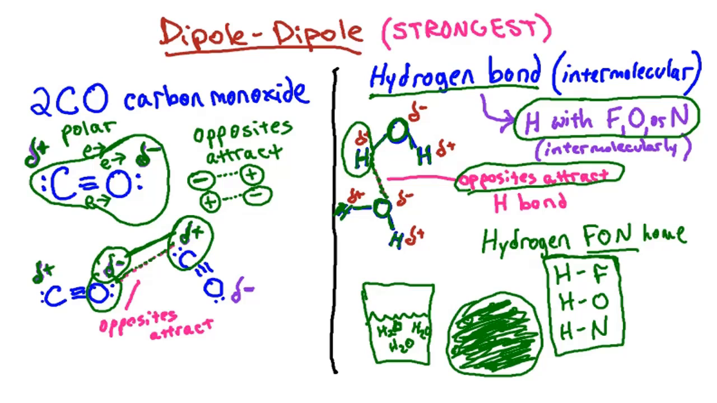Don't forget that opposites attract. They connect to the partially negative part of the molecule of the other water molecule, which is oxygen. And so that's how they bind together. And so both of these are examples of dipole to dipole interactions.